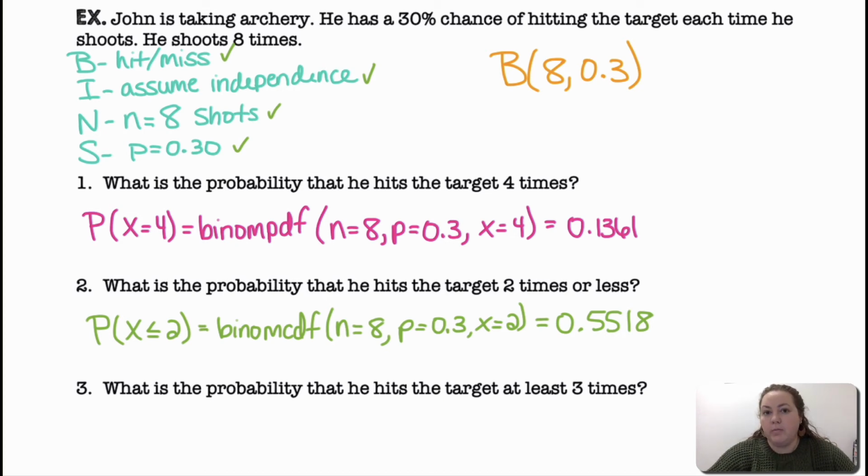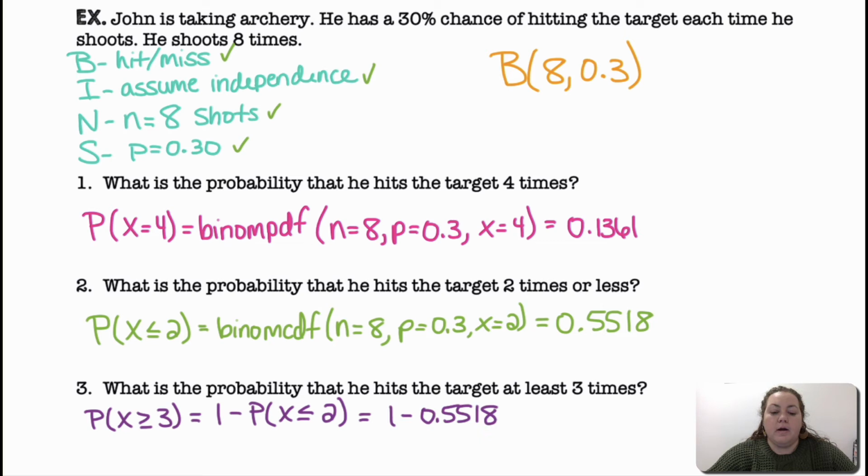What is the probability he hits the target at least 3 times? So at least 3 would be 3 or more. So this is greater than or equal to 3. So what I have to do is figure out the opposite of that, which would be 2 or less, and then subtract that from 1. All right, so I'm going to do 1 minus the previous answer that I just got, and I get 44.82%.